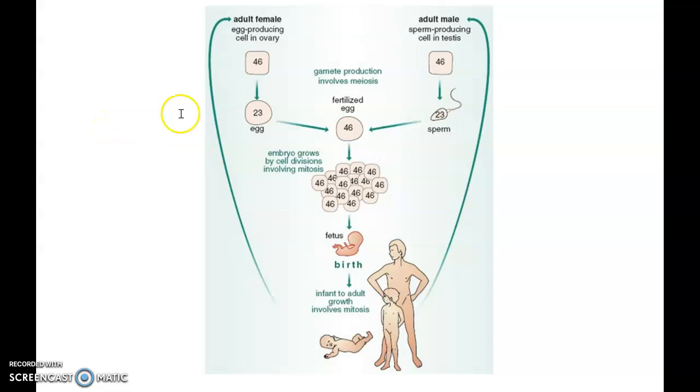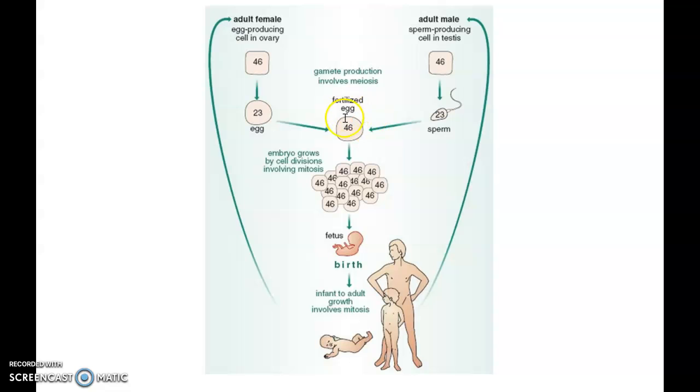So just to recap, meiosis is for reproduction. The ovaries in a female will produce an egg through meiosis, and the testes in the male will produce sperm through the cell division of meiosis. In fertilization, the egg and the sperm come together.